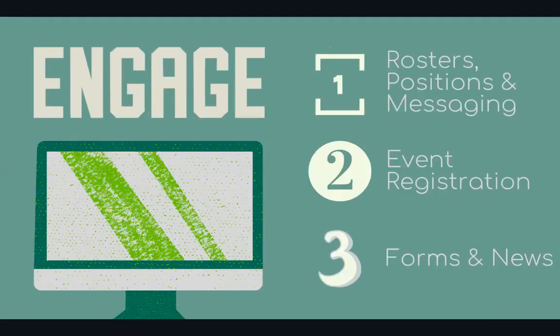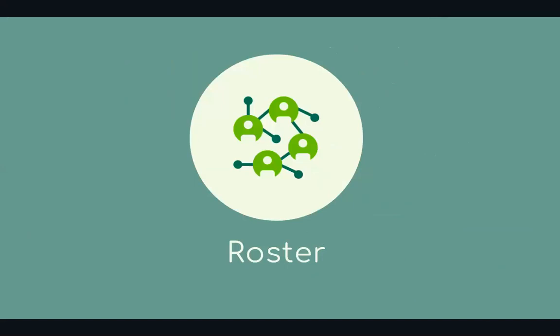There are three processes we will focus on within Engage that promote organizational success. One, rosters, which includes positions and messaging. Two, Engage event registration. And three, forms and news. First, the roster.